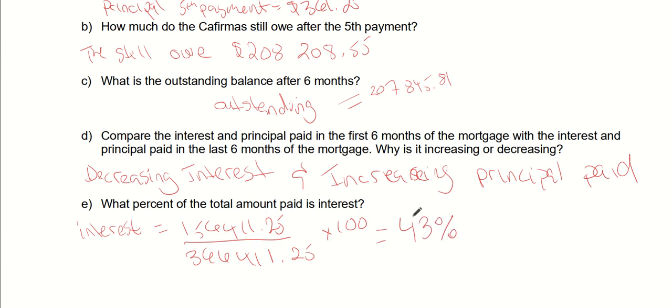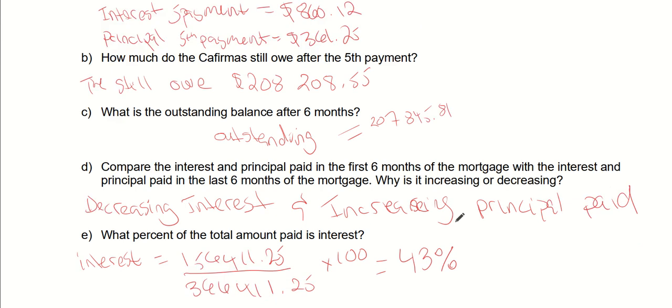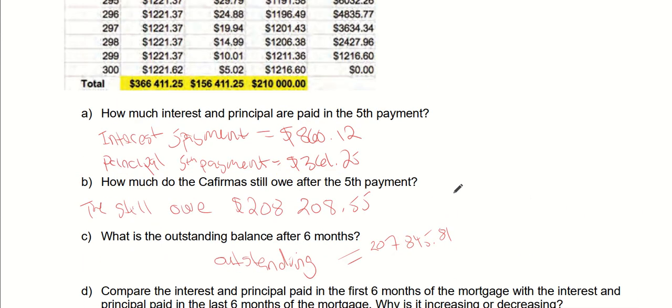So the amount of interest you're paying compared to the total you're paying is 43%. So 43% of your payment is basically going towards interest. The bank is collecting 43%. So the banks are pretty happy. Okay, so that's about it.